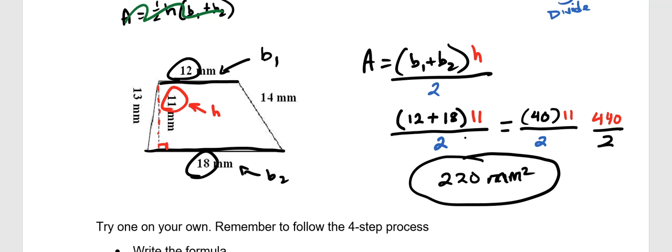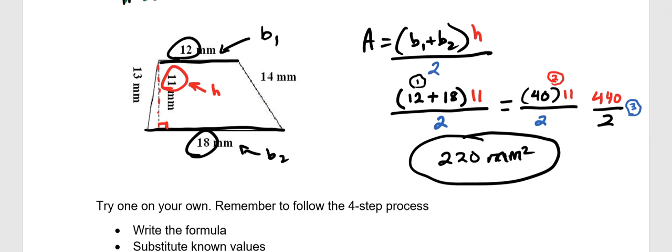So we just need to make sure that we follow the process. We write the formula, we substitute what we know. Our base 1, base 2 go into the parentheses, and that becomes the first step of my process, where I add in the parentheses, followed by multiplying that result as my second step, followed by my division, because the fraction bar is the third step in my process, and that gives us the answer that we see as 220 millimeters squared.